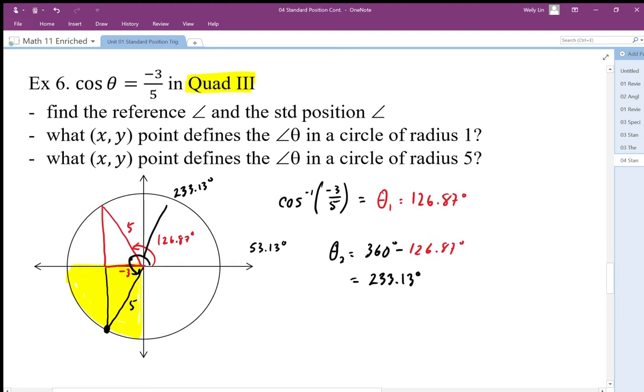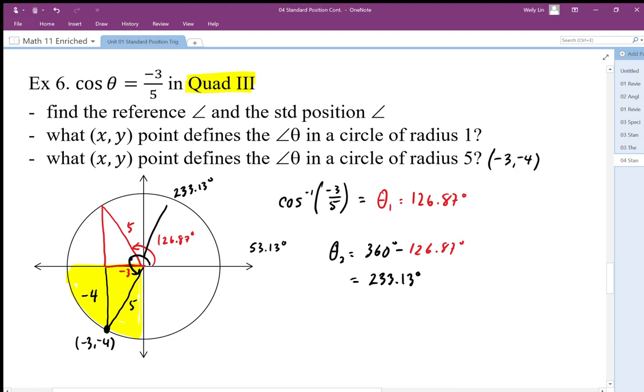So there it is. Now the x and y coordinates on the circle of radius 5. I'm going to answer that first because this is radius 5. If I use Pythagoras, I get 5 squared minus 3 squared equals 4 squared. Now the position is negative 4, so it's very important that we keep track of that negative. So it's going to be negative 3, negative 4.